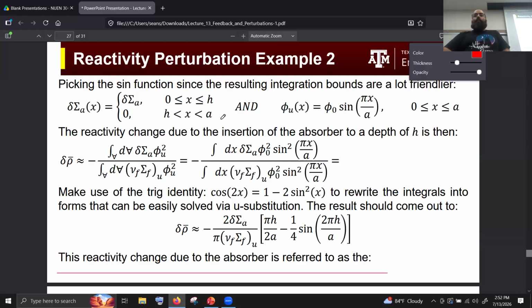And then the bounds on this first integral, if you did 0 to a, you would get the right answer. You would just have to recognize that delta sigma a is non-zero only from 0 to h. So if I'm multiplying these two things together, this integral is going to be 0 for any values of x that are greater than h. So instead of going from 0 to a, this first integral actually just goes from 0 to h, whereas the second integral is over the entire volume. So the second integral goes from 0 all the way up to the side length a of the reactor.